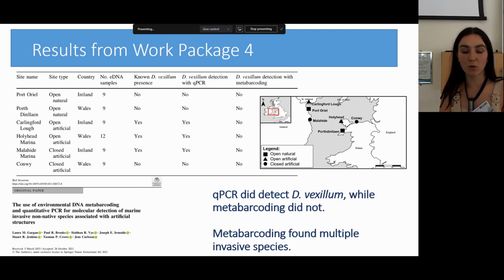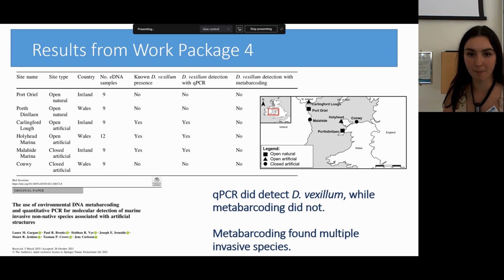So some of the results from work package 4, this was a study published, done as part of work package 4, in which they looked for the presence of Didymnum vexillum around the Irish Sea, so in open and closed and artificial and natural environments. And they developed a qPCR assay which did detect Didymnum vexillum, while the metabarcoding did not. However, although the metabarcoding didn't detect Didymnum vexillum, it found multiple other invasive species from this study. So it just shows that although it didn't detect the one they were looking for specifically, it can be used to detect other species, getting a broad range of what is there.